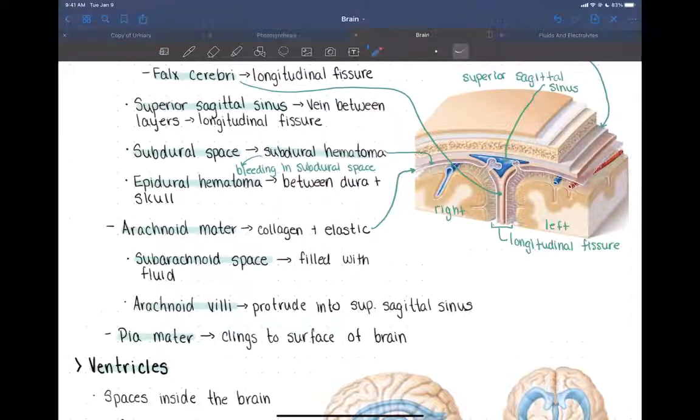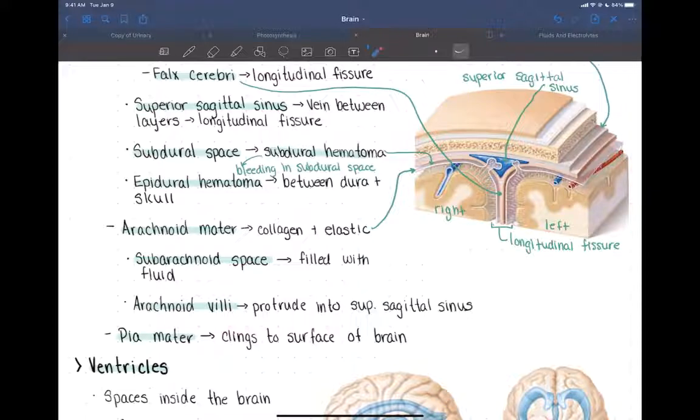Versus with an epidural hematoma, this is a much tighter space, right? That periosteal layer of the dura is pretty tightly connected to the bone. So it's not as easy for blood to spread in that little space there. So it's a much slower bleed. It can still be deadly if it goes undetected, but it occurs more slowly, so you have more time to detect it. And so those are how those two types of hematomas are different.